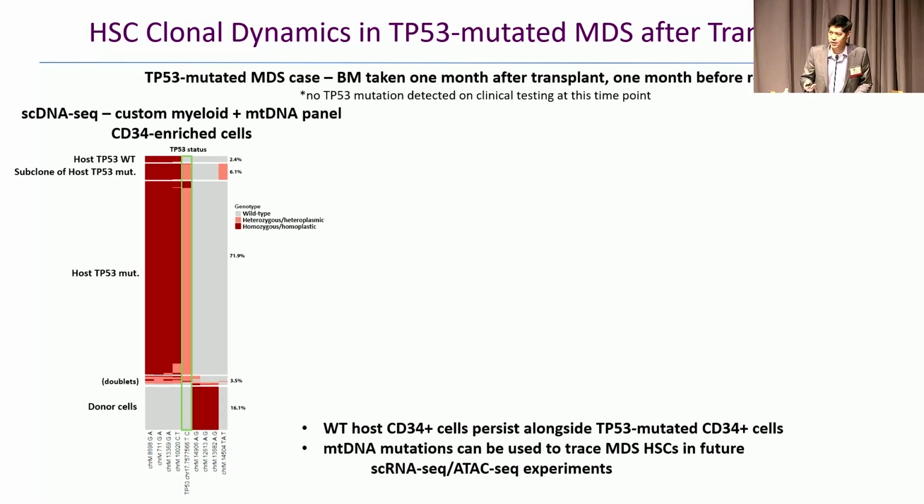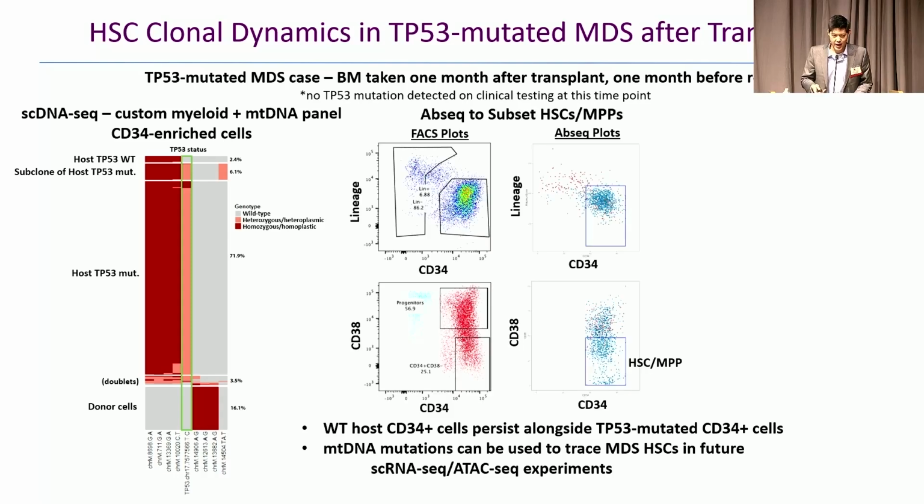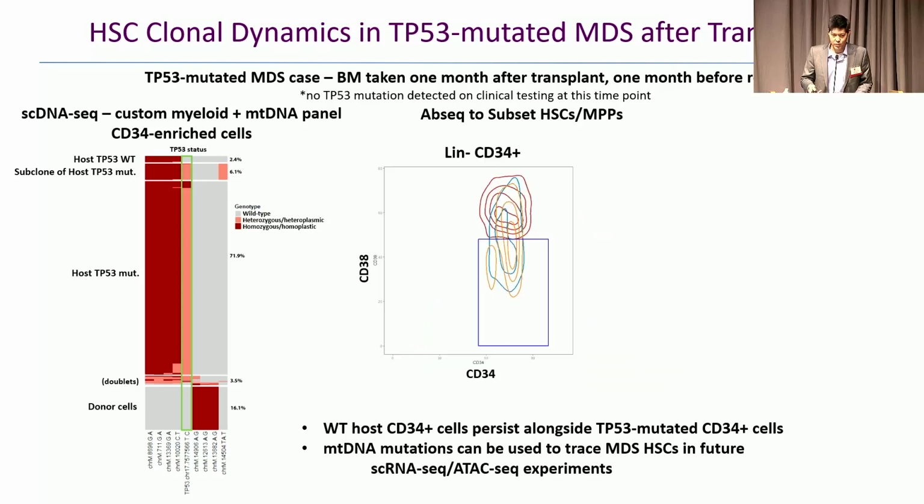But these are not purified stem cells, but CD34 enriched cells. So we used AB-seq to be able to subset HSCs and MPPs. And an example of this is shown here, where the FACS plots are on the left, and this is what we put into the sequencing. And what's on the right is AB-seq, using AB-seq to do in silico reconstruction of what we can see by FACS, but then now we can know the mutation and host and donor status of every single cell.